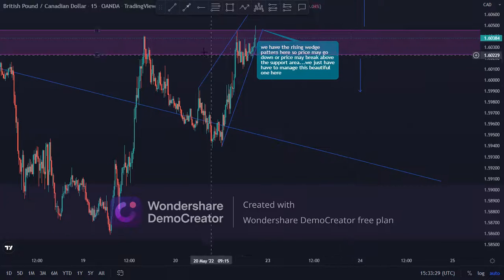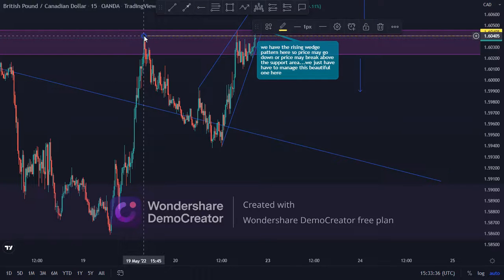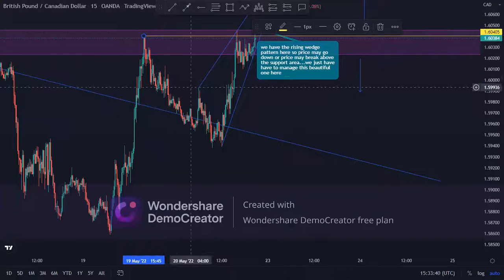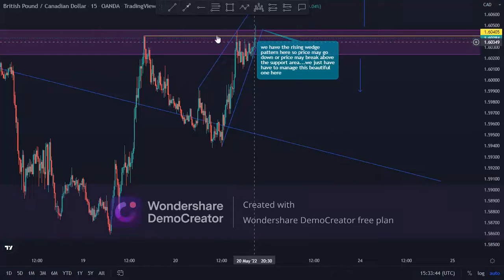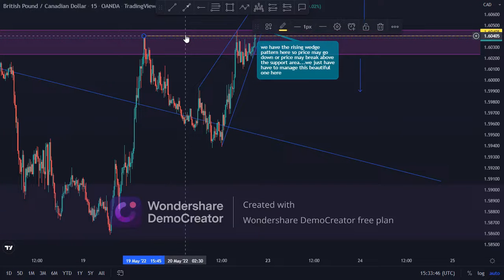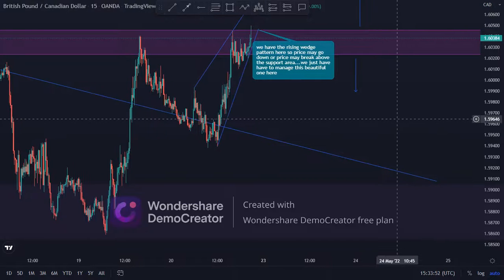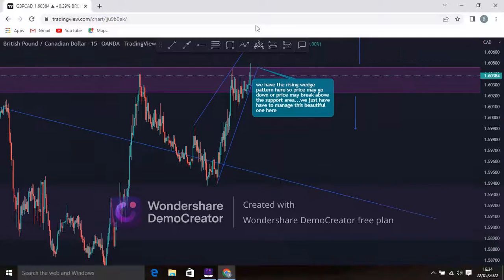But I'm glad that we broke this previous high. Oh, that's why we didn't break this previous high. Price rejected massively, and price is still rejecting from this previous high. So we might have the double top scenario. Or price may just continue breaking for new highs. Yeah, so we are done with GBP CAD.